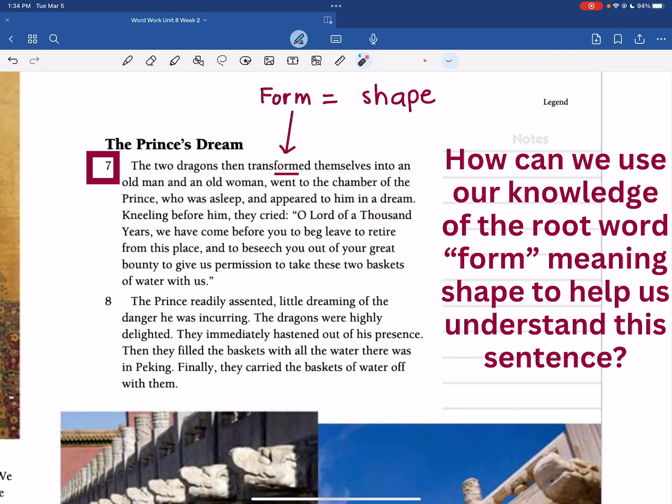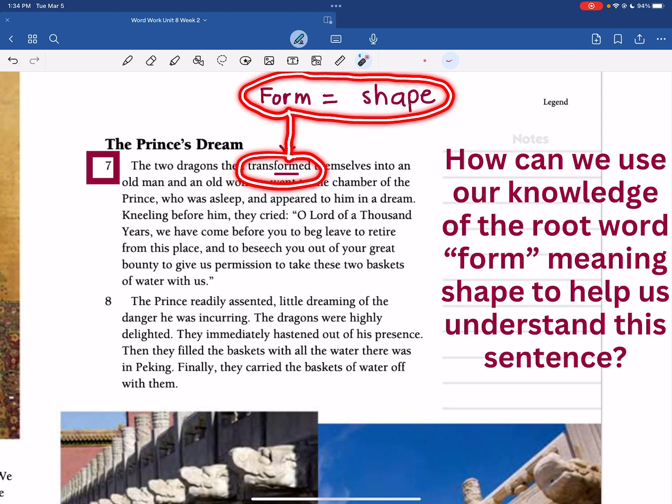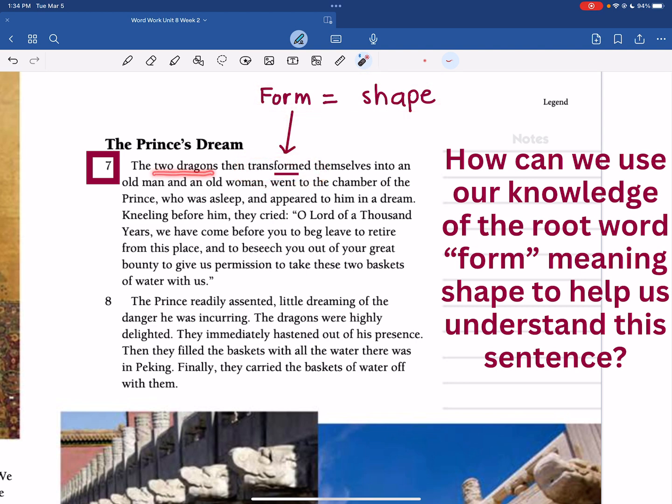In the first sentence, I see the word transform. And in that word, I see the root word form. Now, form means shape. And we're talking about two dragons that literally changed into an old man and an old woman. So what we mean by shape in this context is, I think, a little bit more clear with the context of we're starting with two dragons, right? They transform themselves into an old woman and an old man.